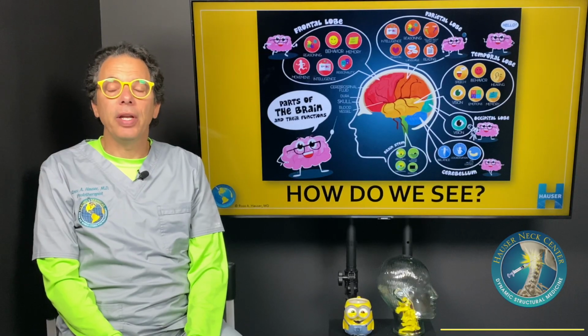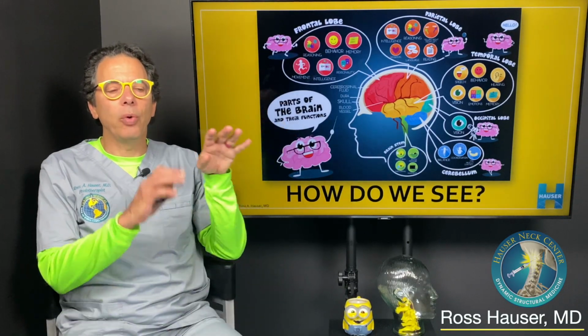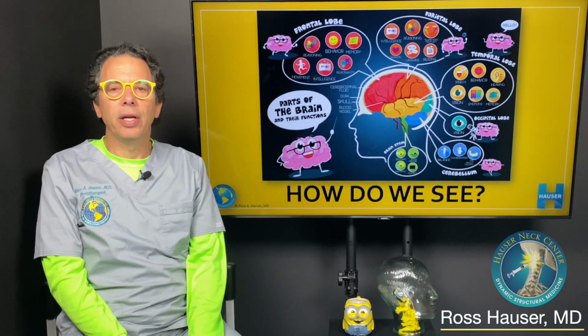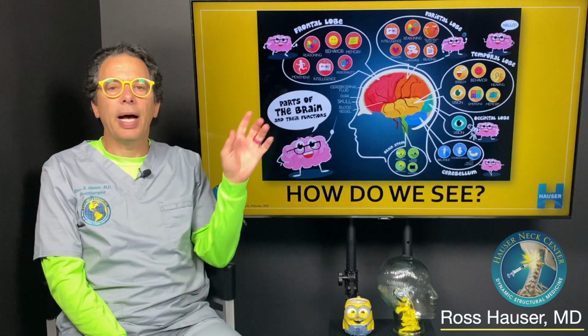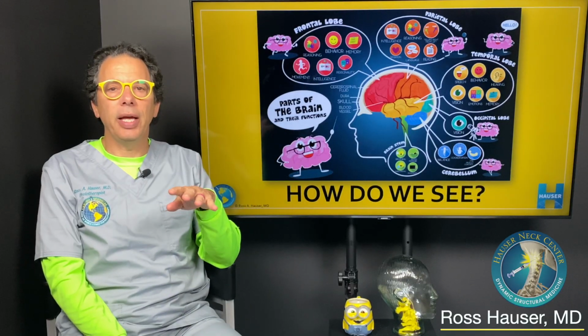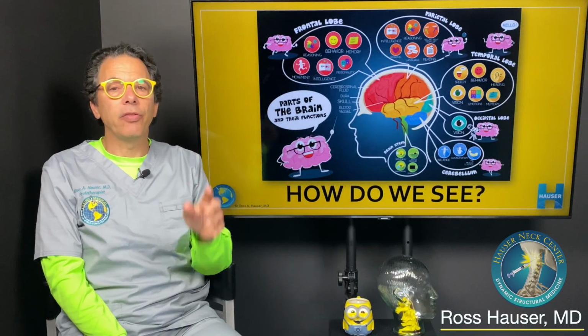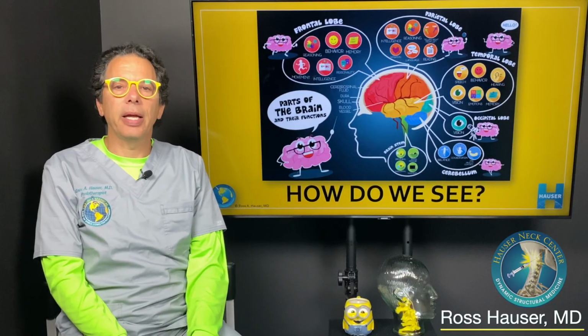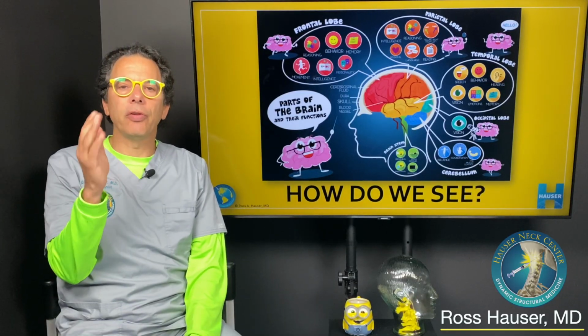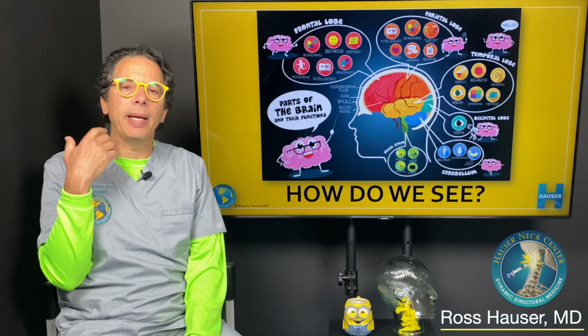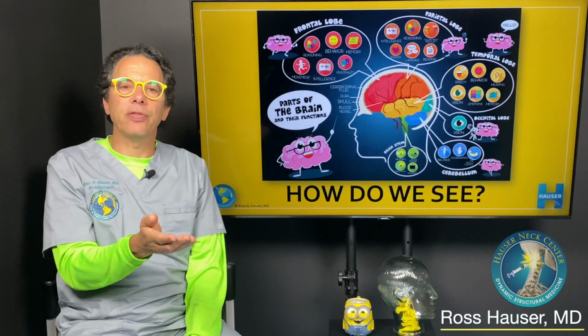I wanted to make a video and explain in really simple, easy terms how we actually see, and how ligamentous cervical instability, and a condition that I call cervical destructure, where the cervical spine breaks down, affects vision.